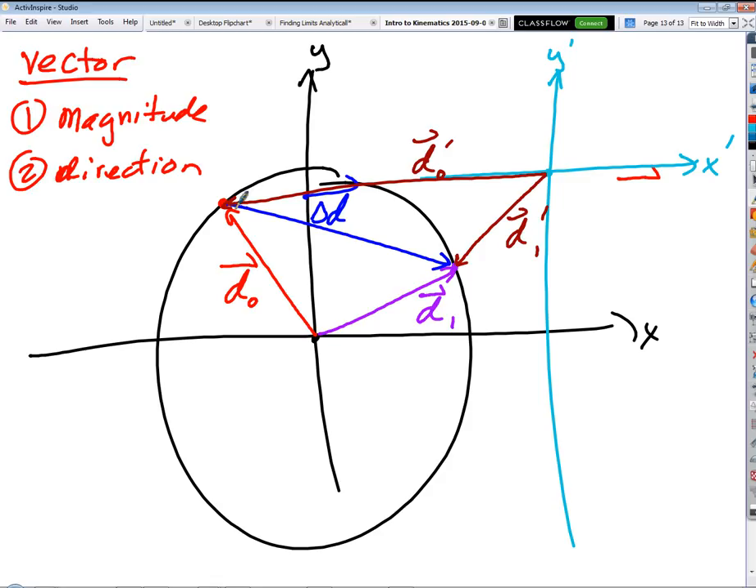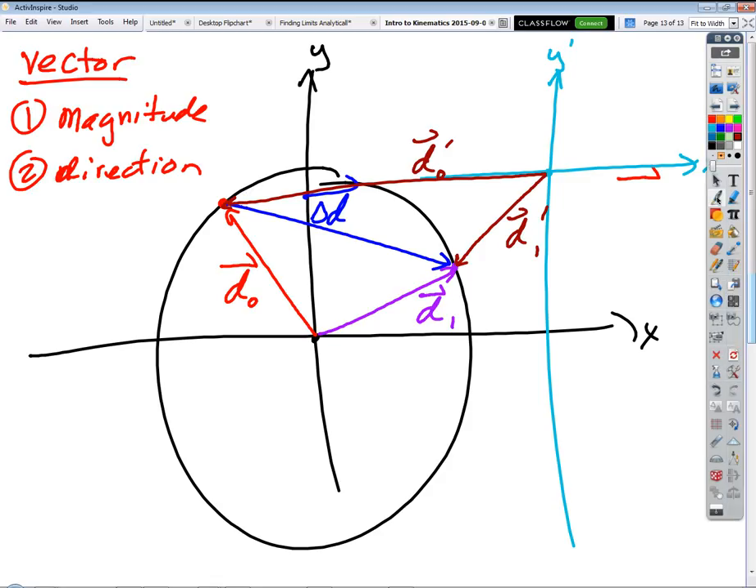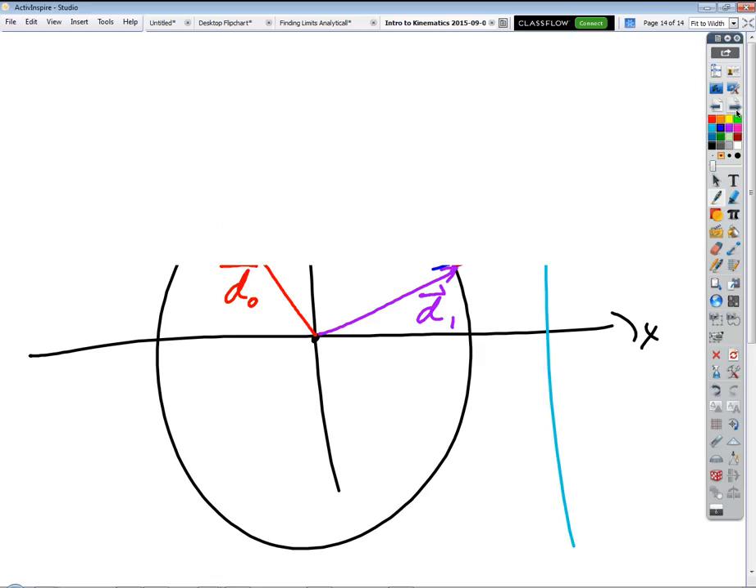Okay. So let's move back up to the front of the board. Okay, let's get a little more sophisticated here. We've got position. We know it's a vector quantity. Let's define another vector quantity that's very useful for us in our description of motion.